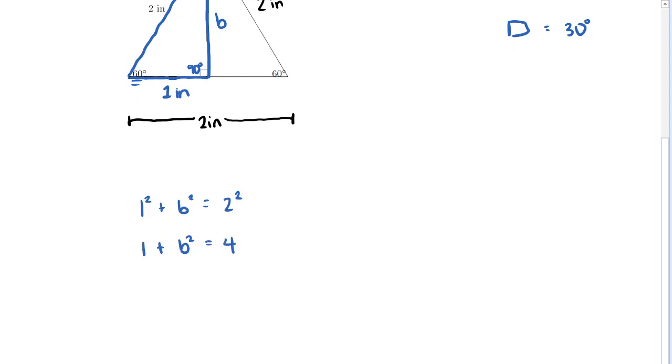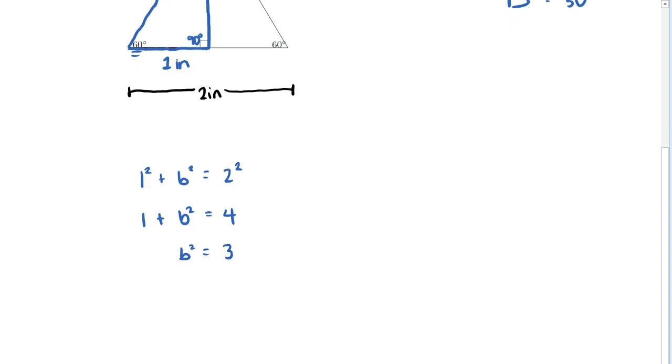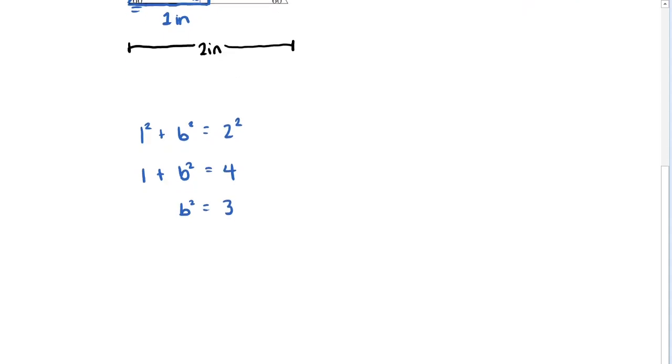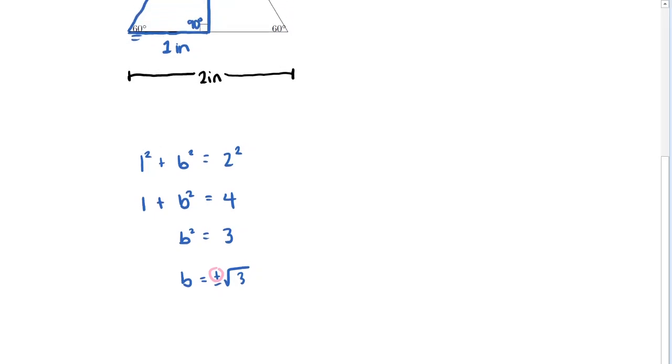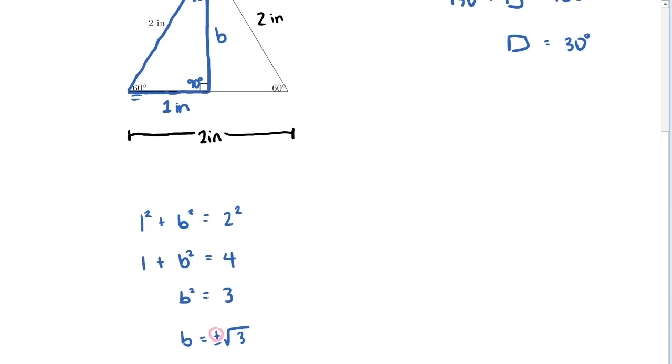And so subtracting 1 from both sides gives us that b squared is equal to 3. And so if b squared is equal to 3, well then b is going to be the number that squares to 3, which is the square root of 3, actually plus or minus the square root of 3. But because we're talking about a side length, we're just going to deal with this positive side length. It doesn't really make sense to talk about a negative side length here for this triangle. So here b, the missing side length, that's the square root of 3.